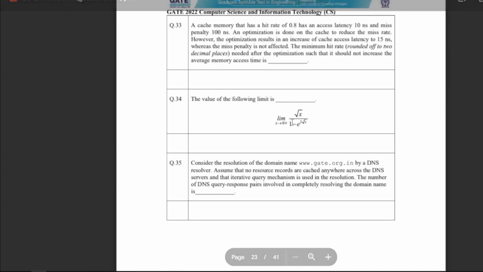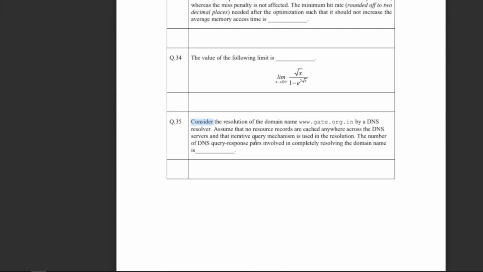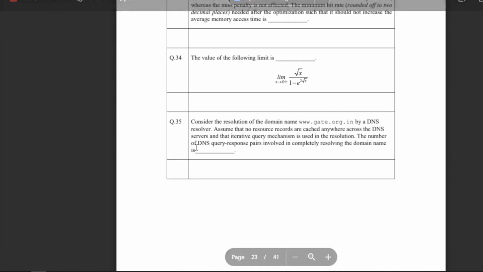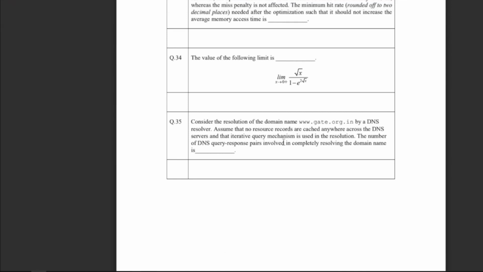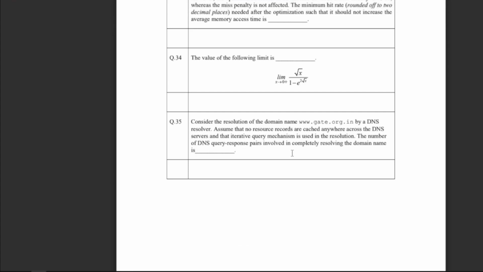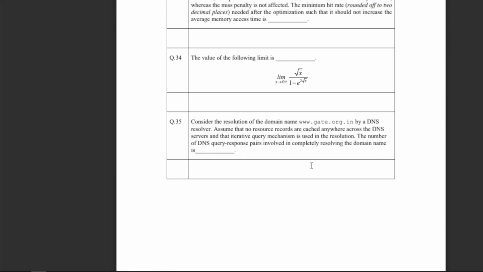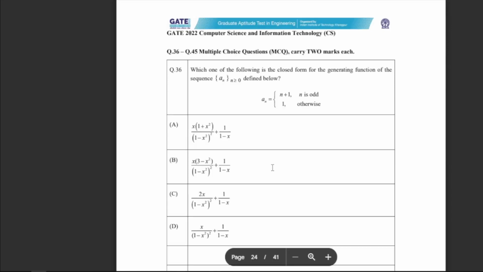The value of the following limit is again from mathematics. This is minus 0.5. Okay. So consider the resolution of the domain name www.gate.org.in in a DNS resolver. Assume that no resource records are cached anywhere across the DNS servers, and that the iterative query mechanism is used in the resolution. So the number of DNS query-response pairs involved in completely resolving the domain name is, for 35, our answer is 4. Now 36, what it is saying, again MCQs are here, but now these are of two marks.